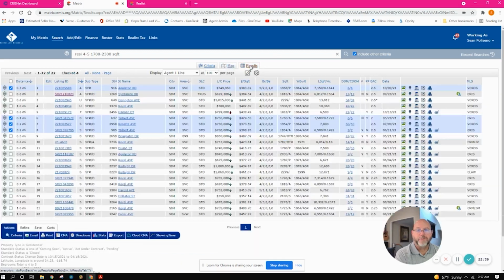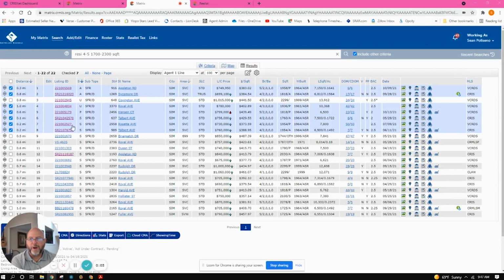So we're going to come back over here to results, and you can see here there's our check marks, okay? So I'm going to go ahead and take a look at the first comparable, and then we'll start actually comparing property to property.